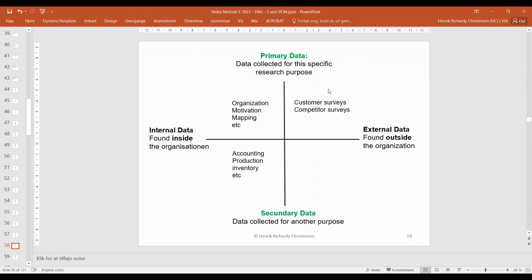Same thing with competitor surveys. We may investigate our competitors, and of course we probably can't just call the competitors and ask them, well, what are you doing regarding this and this? But we might ask our customers questions about competitors, saying, okay, compared to this and this competitor, how would you rate our service in this context? And then the customers will provide us with information about how competitors are doing, but they are still external to the organization. We are collecting it for our specific purpose.